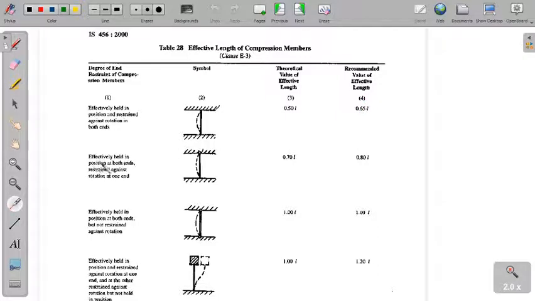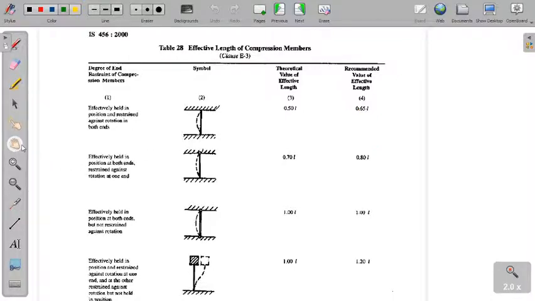Okay, effectively held in position at both ends, restrained against rotation at one end. At one end horizontal movement is permitted, here it is not permitted. So these are basically braced against sideway. This value is 0.8 L. Effectively held in position at both ends but not restrained against rotation. Here it is not permitted. So the effective length is 1 L. This also comes under braced against sideway. So the first three categories come under braced against sideway. Here you can see the effective length is up to 1 L.